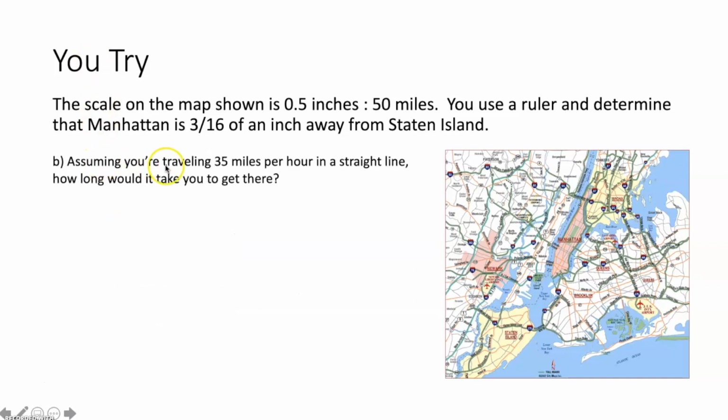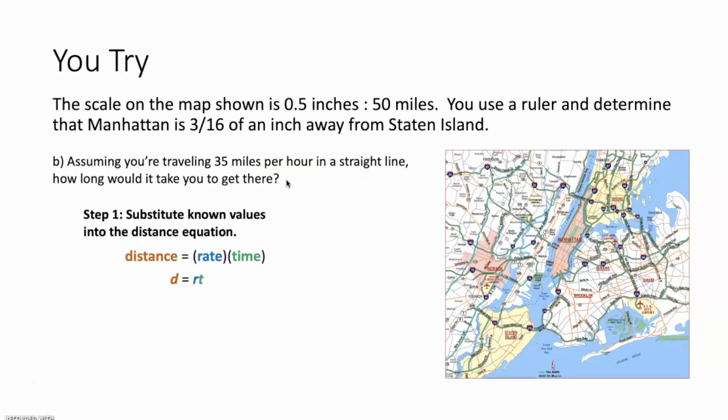Part B says, assuming you're traveling 35 miles per hour in a straight line, how long does it take you to get there? So we are again given the rate that you are traveling. We already know the distance from Manhattan to Staten Island, and we are trying to figure out the time that it will take you to get there. So we need to use that distance formula. Distance is equal to rate times time, or D equals RT. Our distance we found to be 18.75 miles. The rate that you are traveling is 35 miles per hour. So the only thing you need to find is this time, T.